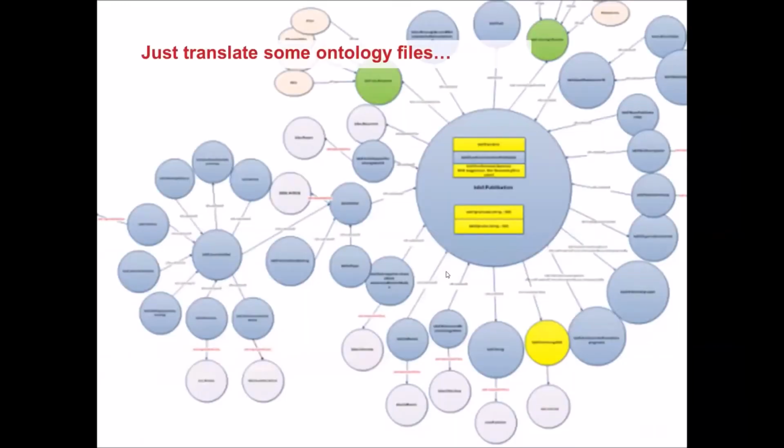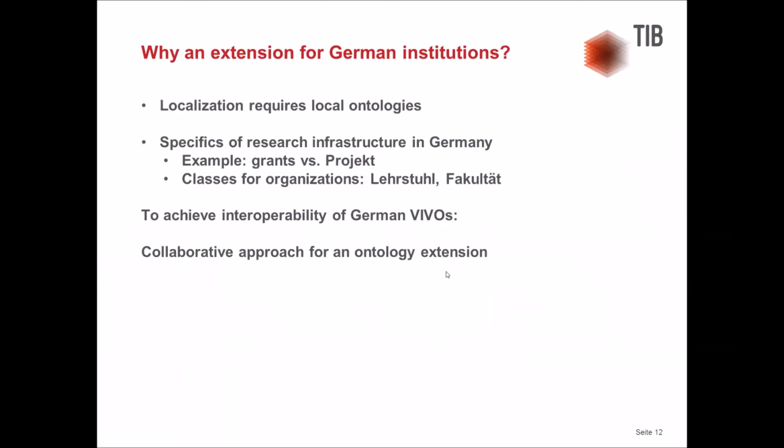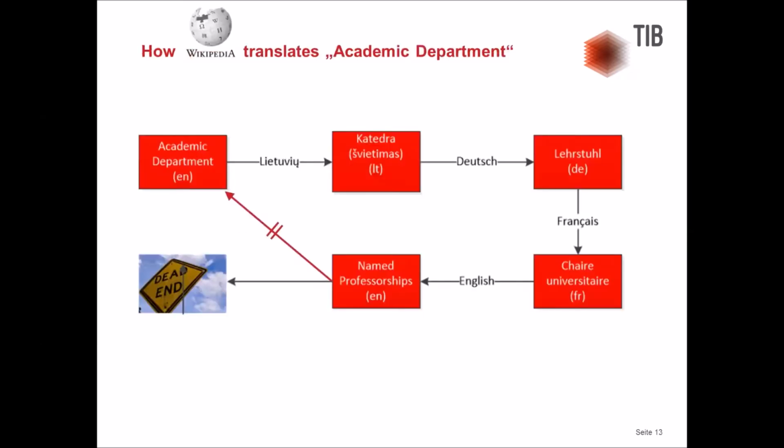So let's talk about ontologies, and here is where the fun begins. The idea was to translate the labels and descriptions of VIVO's ontology into German. That's not so trivial, to make it short. We had some problems with the linguistic and cultural difficulties that can arise with such a translation.